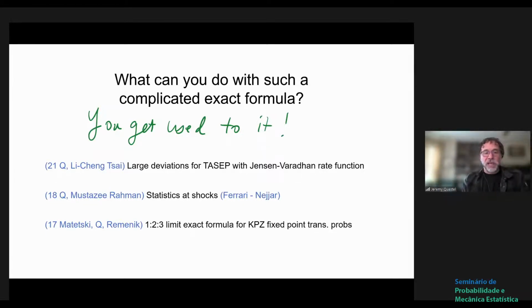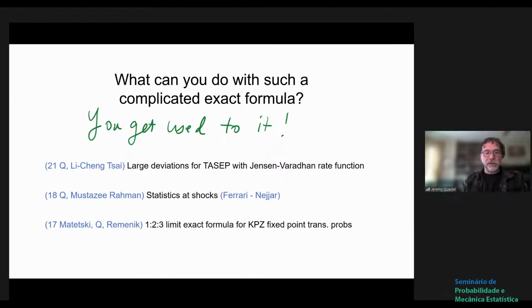This is being studied a lot by Ferrari and Nejjar, but you can actually just use the formula to derive all these also. And then the one I want to show you is that in the 1:2:3 scaling limit, you'll get an exact formula for the universal fixed point transition probabilities. Okay, so let me show you that now.